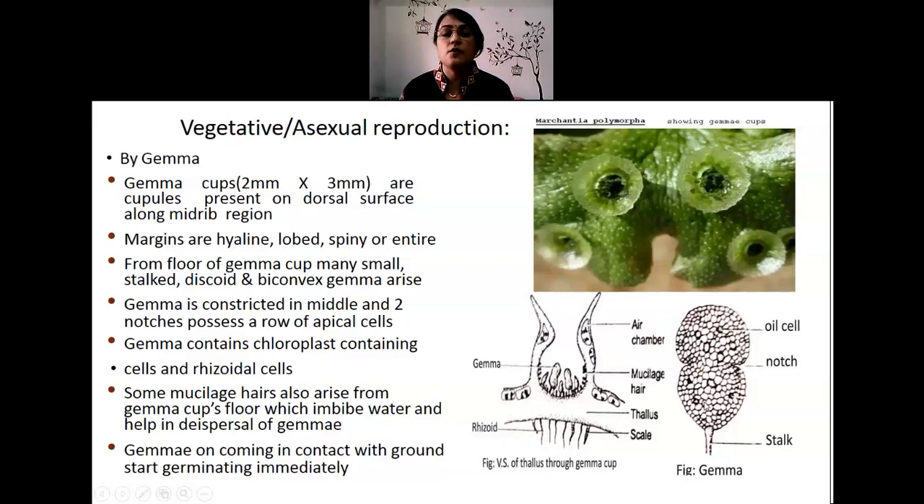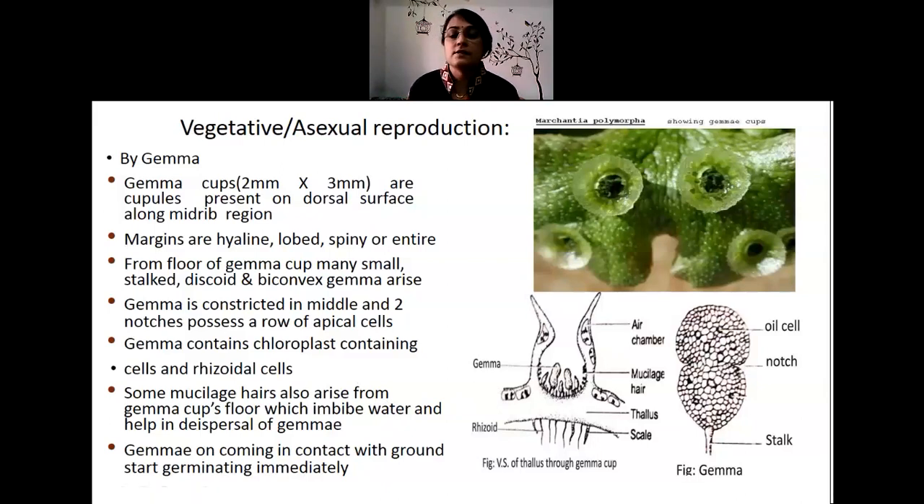The gemma contains chloroplasts in most of its cells, while some cells lack chloroplasts and are called rhizoidal cells, and some of the cells are filled with oil. Some mucilage hairs also arise from the gemma cup floor. So within this gemma cup floor, along with the gemma, we find some mucilage hairs which imbibe water and help in the dispersal of the gemma when it is mature.